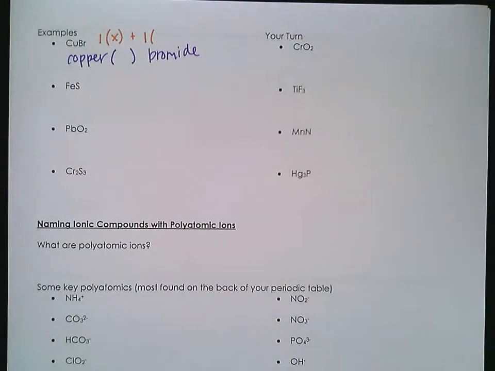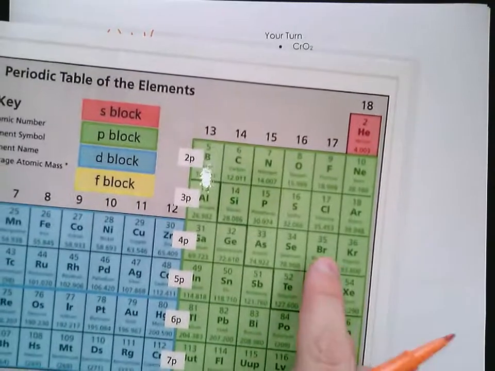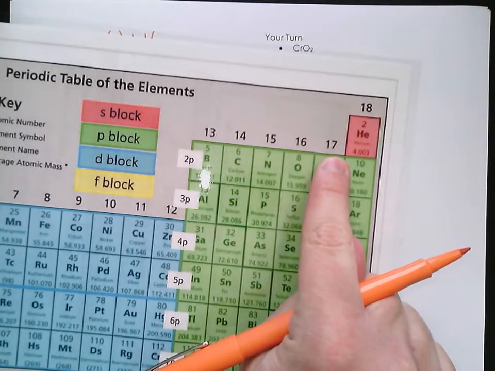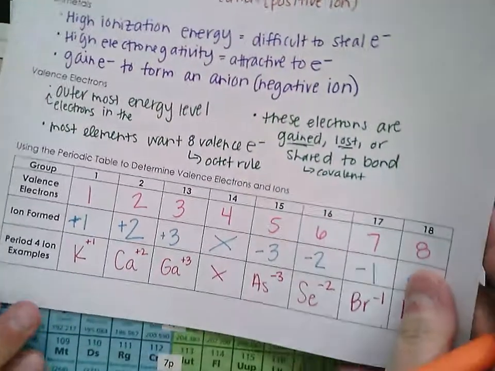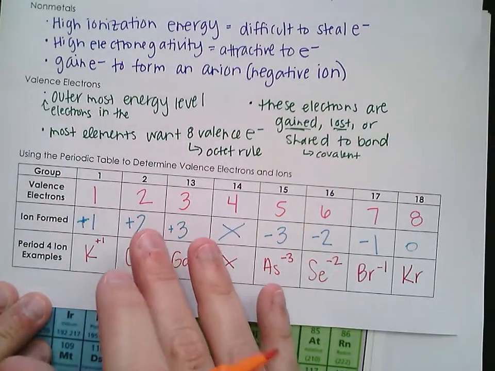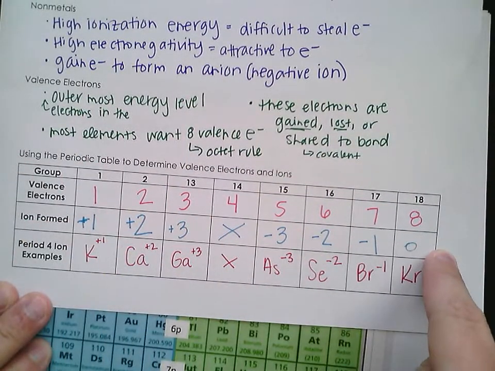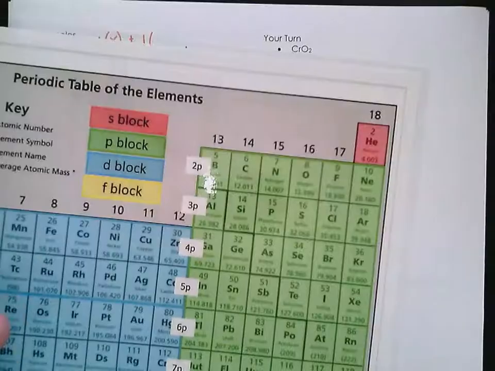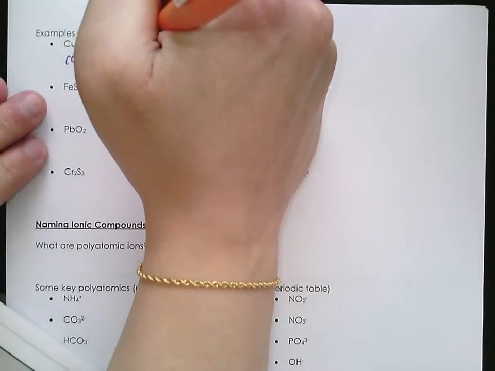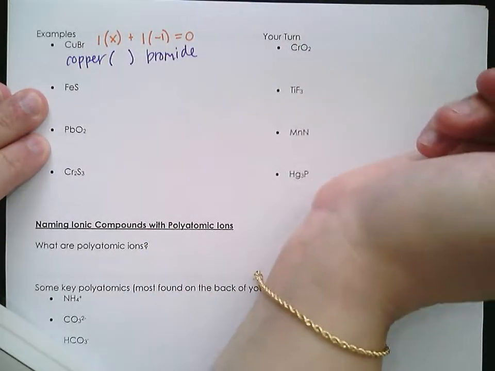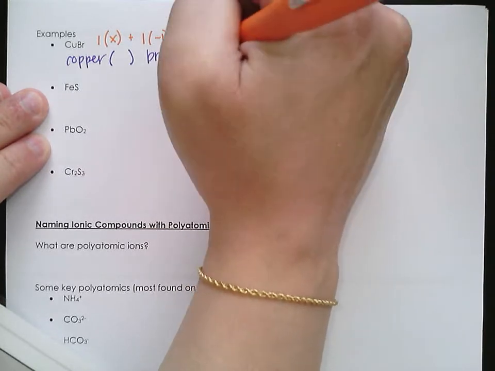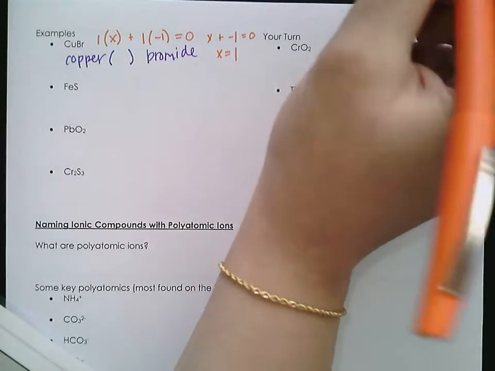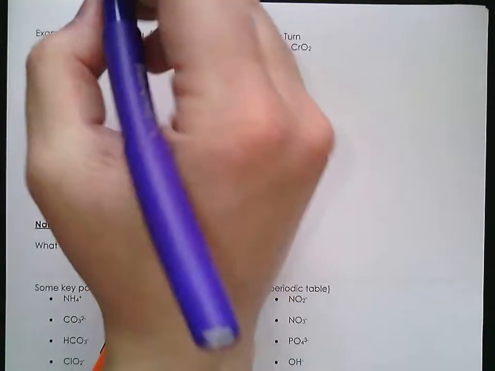And then I need to be able to look at my periodic table. Say, okay, bromine is in group 17. Group 17 has a -1 charge. If you need some support there, some flashbacks, check out that first page of these notes, and it has the whole ion formation written down. So our bromine has a -1 charge, and this is set equal to 0. So I end up with X plus -1 equals 0. So X equals 1. So my copper is copper 1.